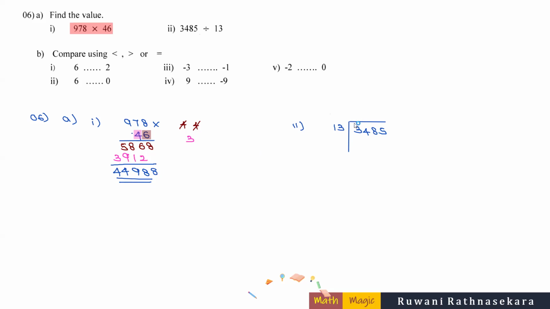The next one is division. Division is performed from the left to the right. 3, no 13s for 3. For 34 there are 2 13s. 2 times 13 is 26. The remainder is 8. Right, if you can't directly find how many 13s are there for 88, what you should do is add some 13s together.